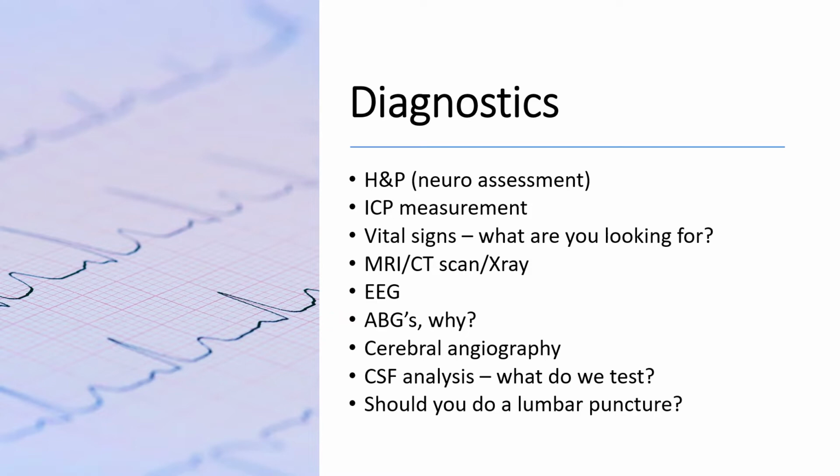You know, what are we looking for? We talked about that Cushing's triad. That's an emergency. So if we note that there's a systolic hypertension going on, if there's a widening pulse pressure, and the patient's bradycardic with a bounding pulse, that is not good, okay? If their respirations are not regular, we do not want to see that.